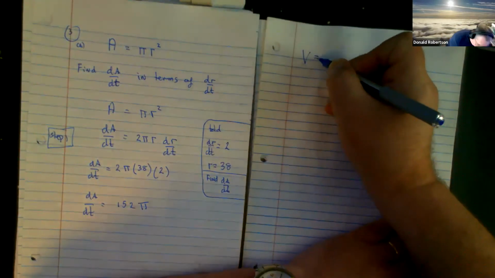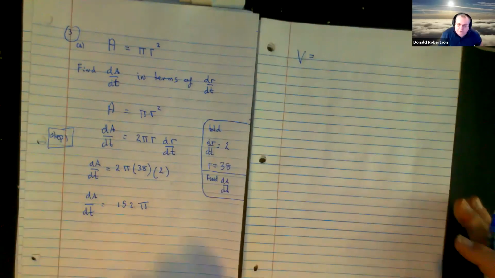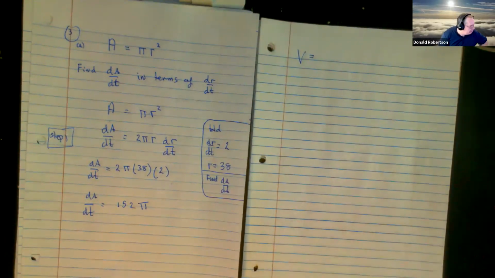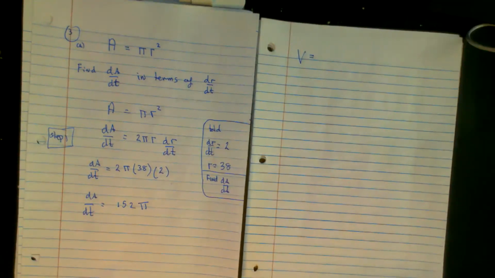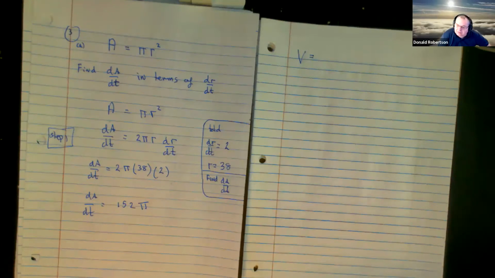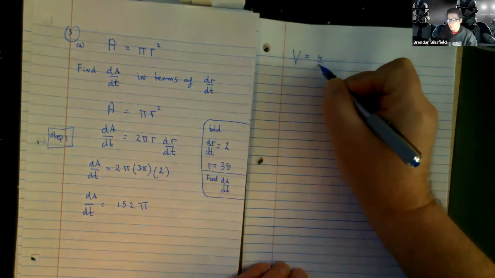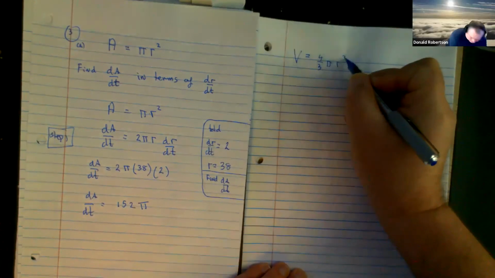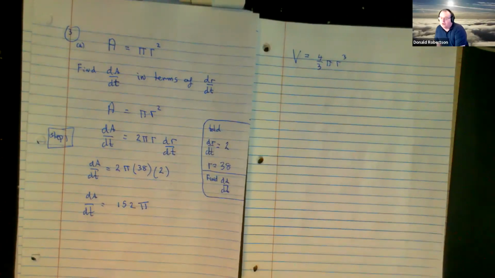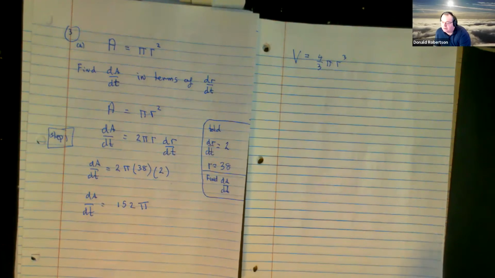Let's do a volume. Does anyone know the formula for the volume of a sphere? Anybody? 4 divided by 3 pi r cubed. Well done. Yeah. Now, if you don't know it, won't you go looking for it? Right? You just go online and say volume of the sphere, you'd find it.